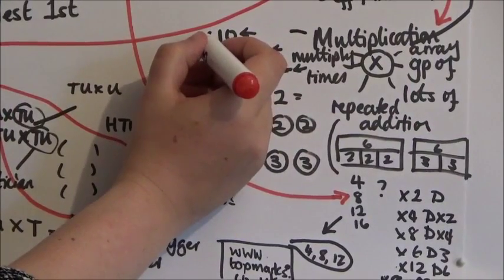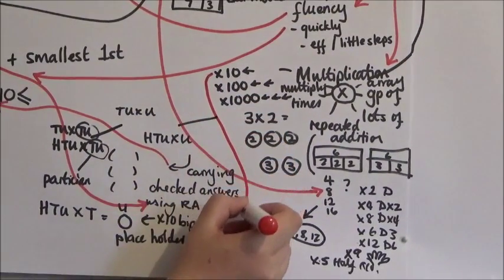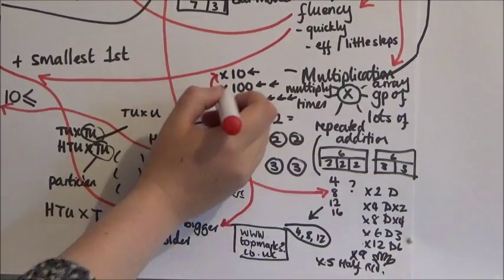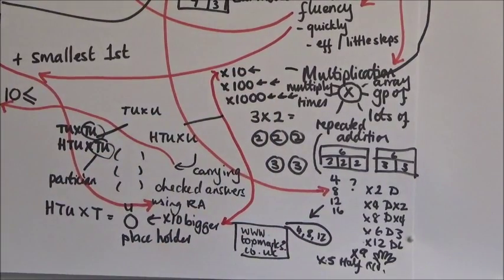Linking our previous understanding, where we learned how to make a number 10 times bigger, we needed to apply that understanding in order for us to understand why we put that placeholder in.